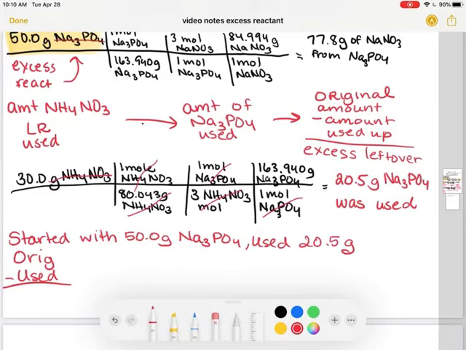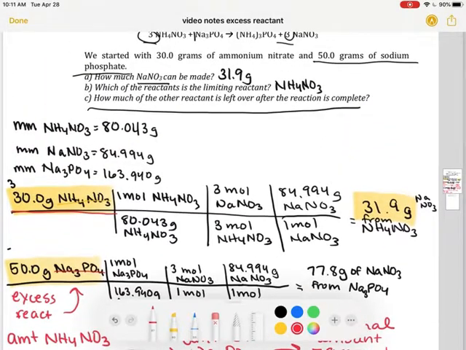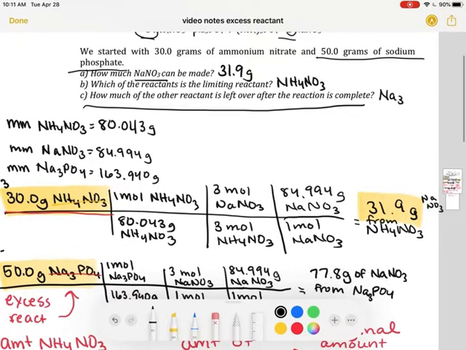All right, anyways, my original amount is 50.0, and my used amount was 20.5. Look at that. We have 29.5 grams of Na3PO4 left over. That's a beautiful thing. So we're going to put that answer up here. That's our non-limiting reactant, and we have 29.5 grams left.